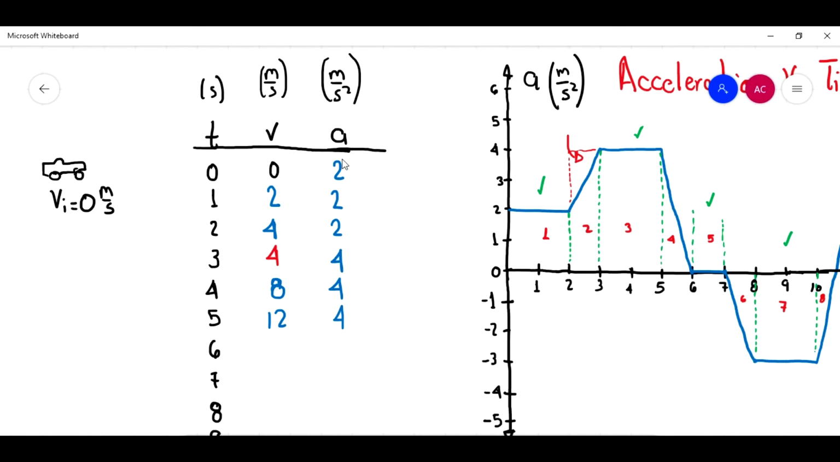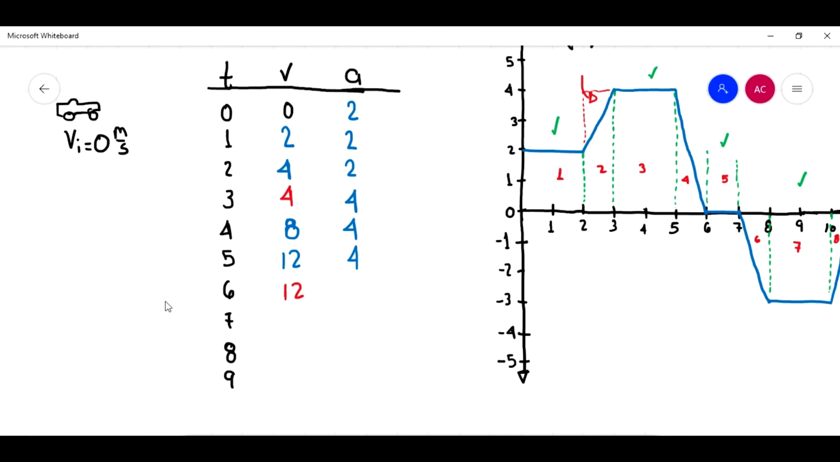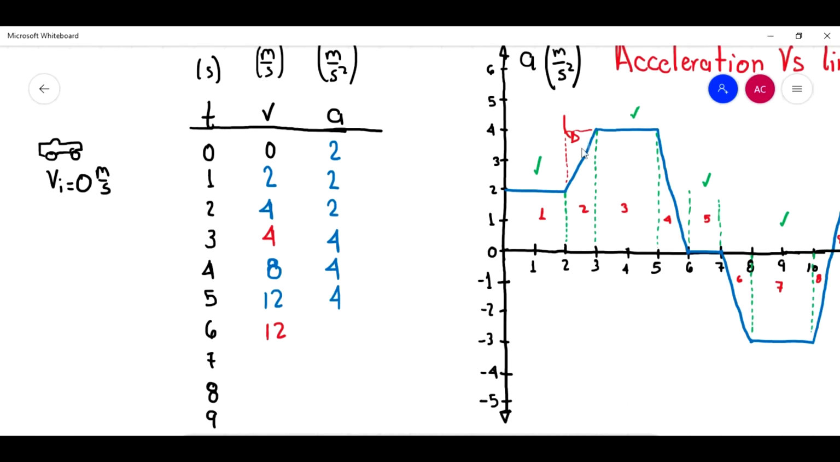Now, if you see this jump, I'm not going to take it into account. So I'm going to write again 12. I write it with red color because I know that is not correct, but I said before I don't want to make a wrong data. And I prefer to leave it like that.